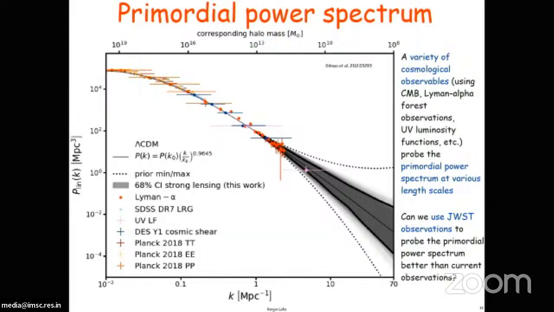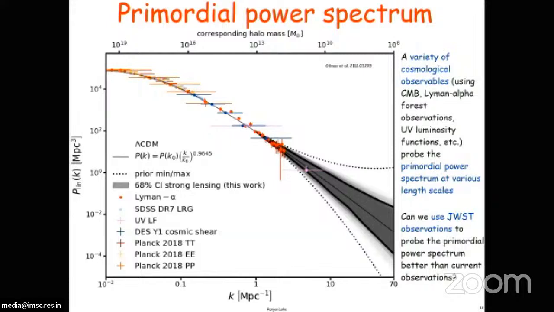All of these constraints come from various observations. Some from CMB, this is Planck, this is from a galaxy survey, DES Y1, the UV luminosity function from the Hubble Space Telescope, Lyman alpha, SDSS, and things like that. And in this work by Gilman et al., they use strong lensing observables to probe the power spectrum in these length scales from approximately 1 to 70. They say this gray band is allowed at 68% confidence level.